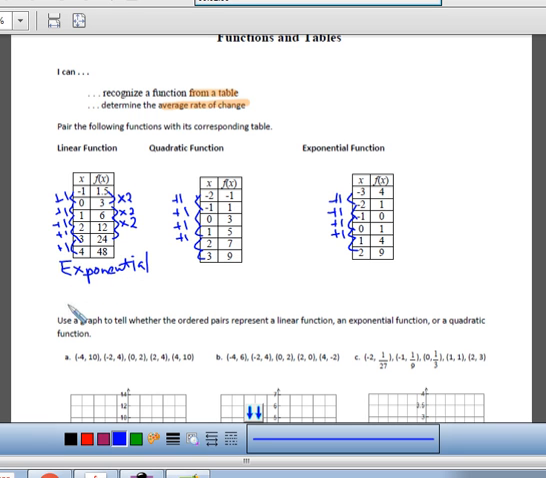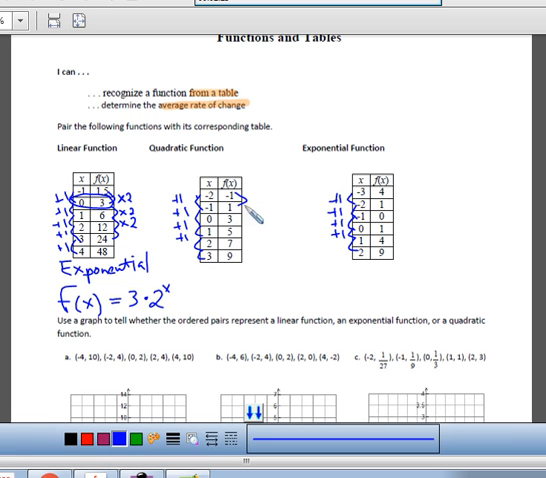And then, you know what? Let's just go ahead and do the equation for this. F of x equals my initial value, my y-intercept is 3, 0, 3. So 3 times my base, or my growth factor, is 2. So 2 to the x.